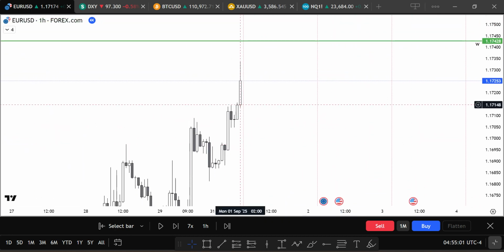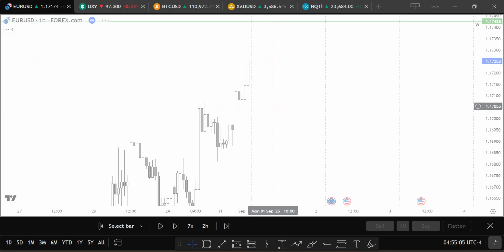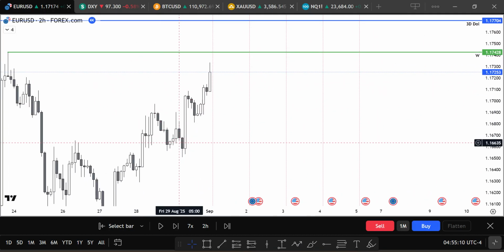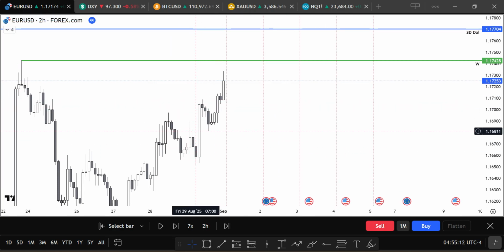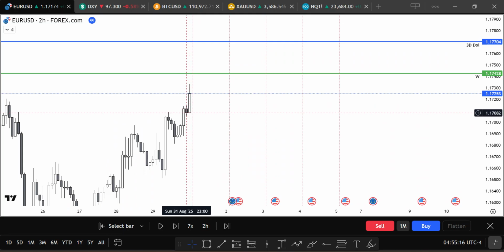So here you can see this is the two hour candle, right? When we check the 2 hour candle, first of all, price gave an impulsive move, retested 50% of the candle, right? And then started going down.